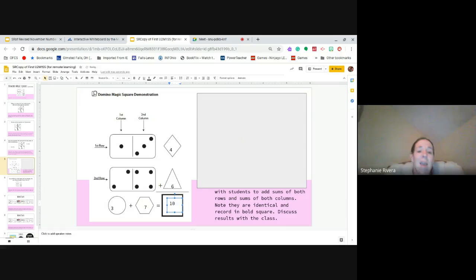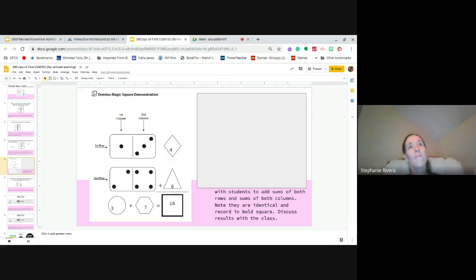And that is how I add the magic square domino, because I am adding across and I'm adding down. In both ways, we found the same answer. And I know some of you are like, Mrs. Rivera, I knew 4 and 6 were 10, and I knew 3 and 7 were 10. And that's fine, but we still have to double check it slowly to make sure our numbers match. So whether I'm adding across this way or down this way, still the same number of dots. So the magic is we found the same answer.